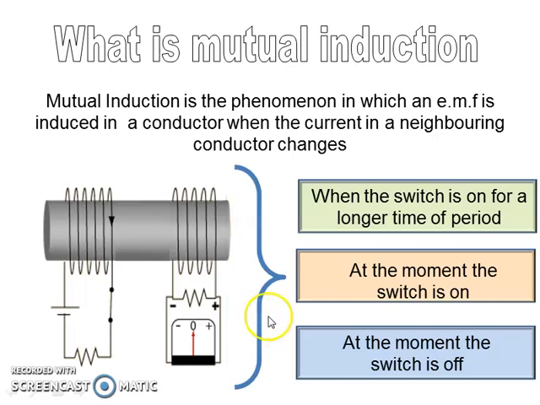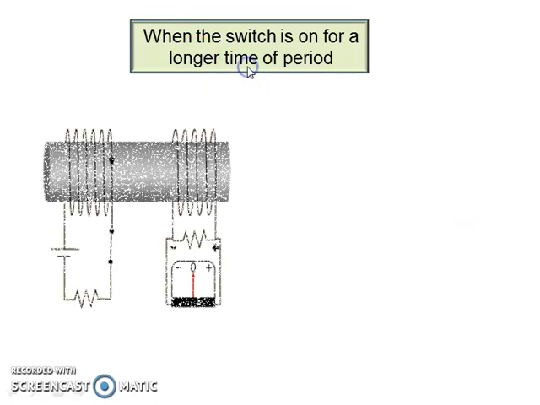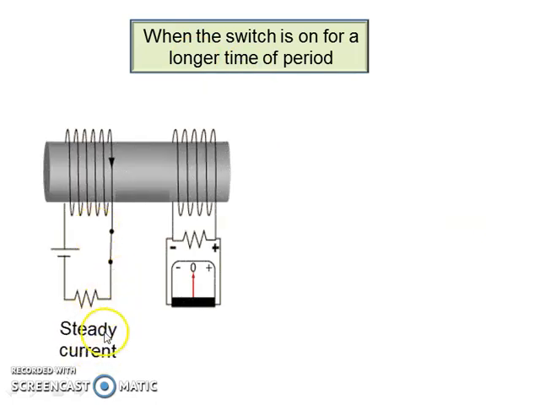So we are going to discuss the process of mutual induction at the moment the switch is on and also at the moment the switch is off. But before that, we are going to discuss what happens when the switch is on for a longer period of time. For a longer period of time, the current will become steady in the primary circuit, and the direction of the current is from terminal positive to terminal negative. Therefore, the direction of the current in the solenoid will be downward.